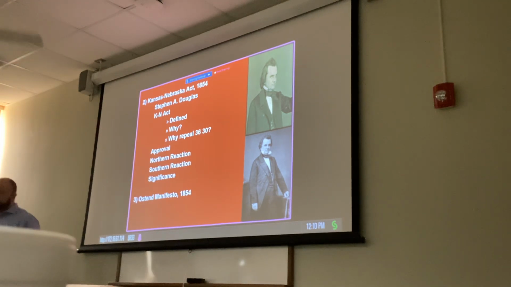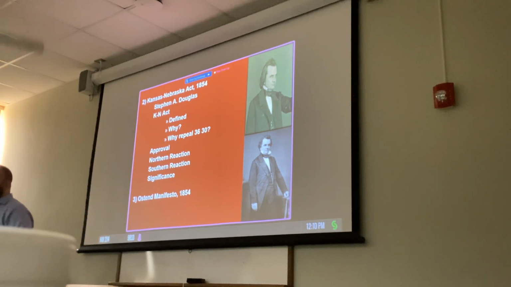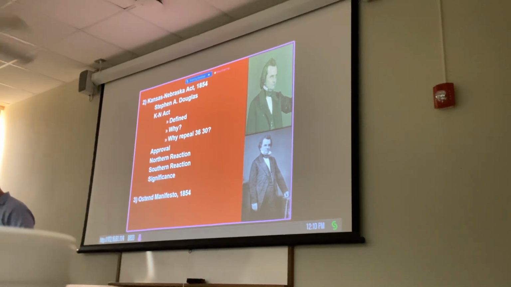violence as well. A couple of famous examples, what they call the sack of Lawrence. Lawrence, where KU is today. Lawrence was kind of the headquarters of the Free State people. A bunch of pro-slavery guys rode in and just started killing people, burning the town, smashing the press, the newspaper press.